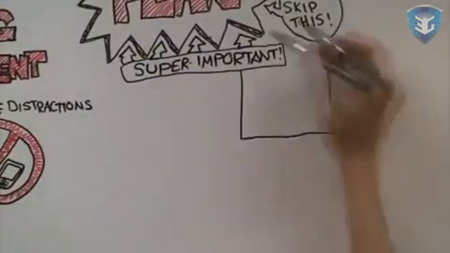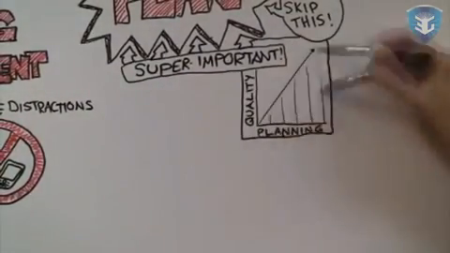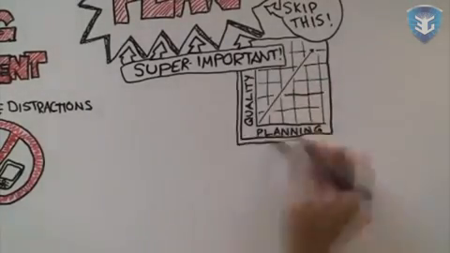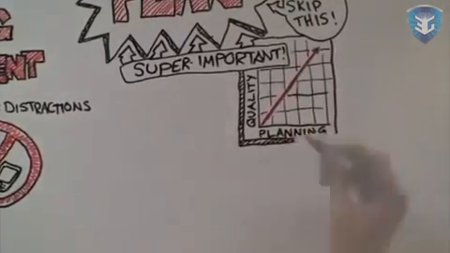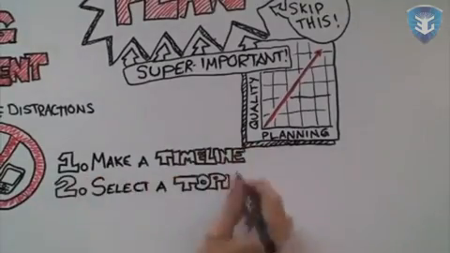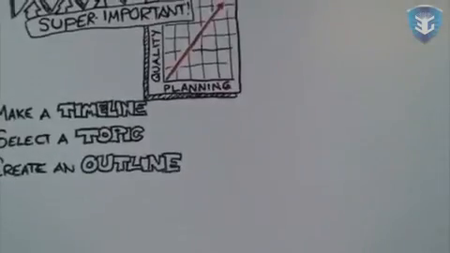Researchers have found that the quality of writing assignments is determined more by the amount of planning done than by the number of revisions completed. Planning involves three things: making a timeline, selecting a topic, and creating an outline for my blog.